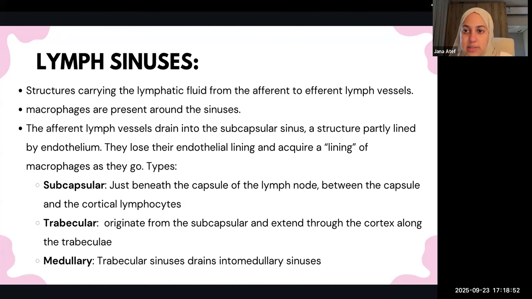Now, macrophages are found around the sinuses. Why? Because the entire function of a lymph node is immunity, so you need macrophages. That's why they're found around the sinuses. Now, the afferent drains into the subcapsular sinus.